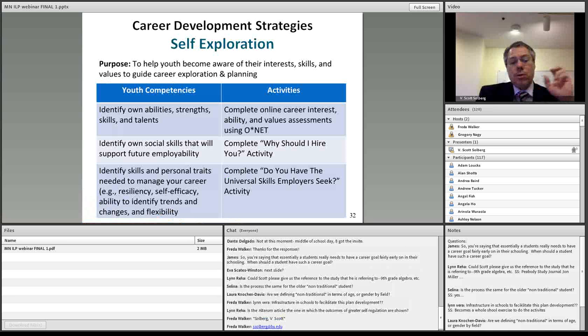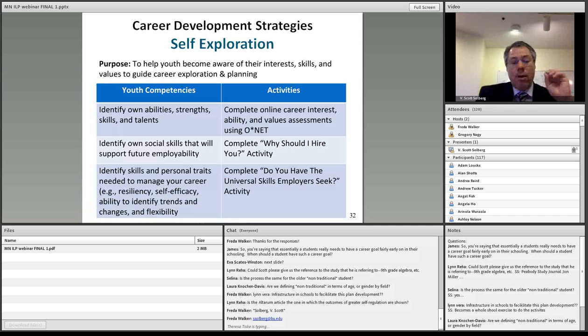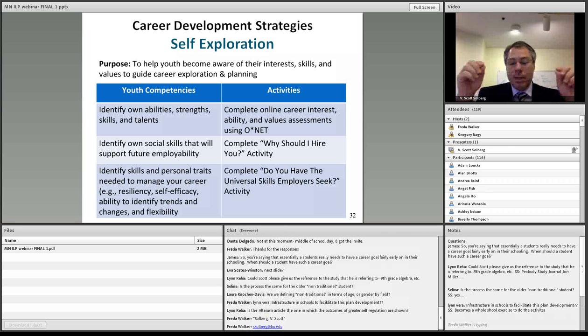Here's some of the ways, as I've been talking and focusing a lot on competencies and activities. So here's some things that I think we could use as discussion pieces. So the idea of youth competencies around self-exploration. Are youth able, and young adults and even older adults, can they tell you about their abilities, strengths, skills, and talents, and their values? Can they tell you what they are?